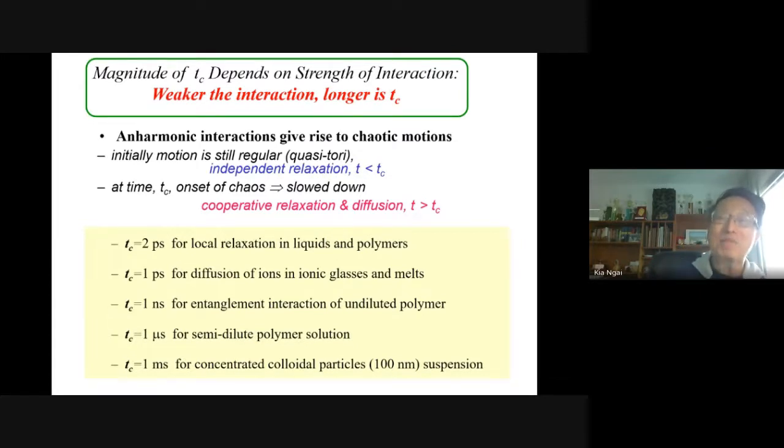So the cage dynamics has to persist a long way, from the vibrational frequency, which is 10 to the 13 seconds, all the way to 10 to the minus 2 seconds of the JG beta. How many decades to go through? So this has to be very low intensity of the cage dynamics, and that leads to very low dielectric strength of the beta relaxation.